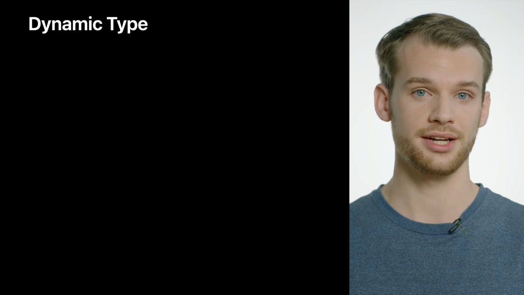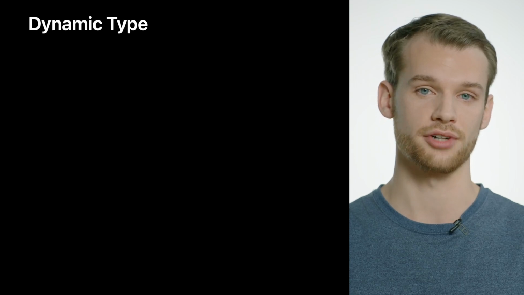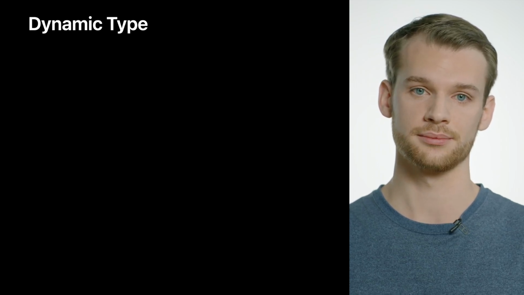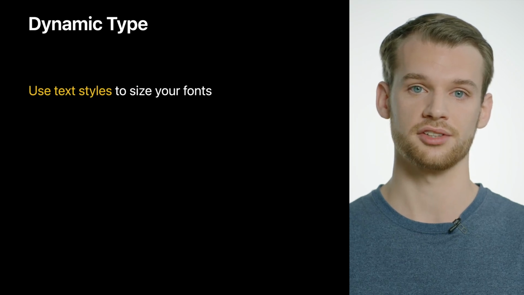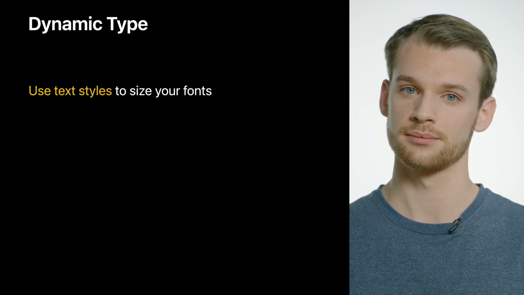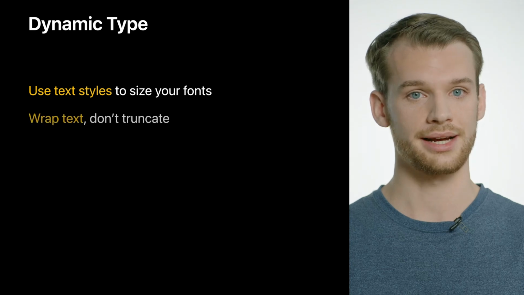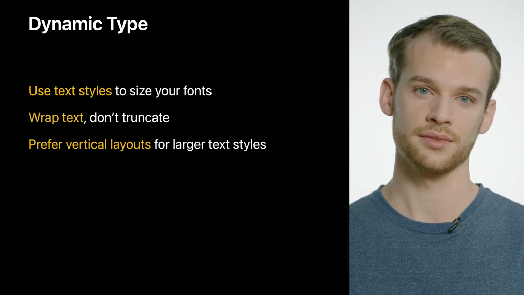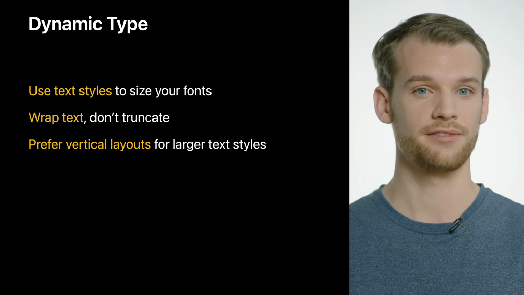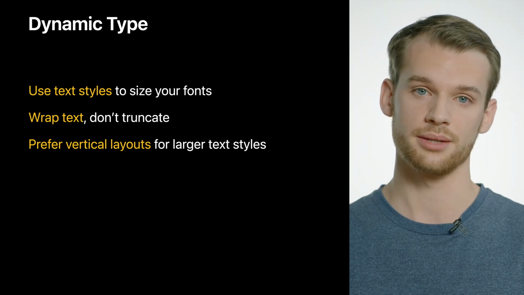So to recap dynamic type, there are 3 key things to make sure watch apps behave great with large text sizes. First, you'll want to make sure to always use a text style, not a fixed font size. Second, allow your text to wrap to avoid truncating. And third, when necessary, switch to a vertically stacked layout when the content becomes too crowded.